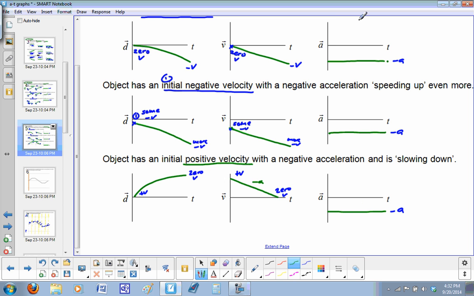So again, acceleration graphs are always horizontal. The velocity graphs here are all pointing down negatively because they have a negative slope, negative acceleration. And then the position graphs are either increasing in steepness if you're speeding up or decreasing in steepness if you're slowing down. And that's it.